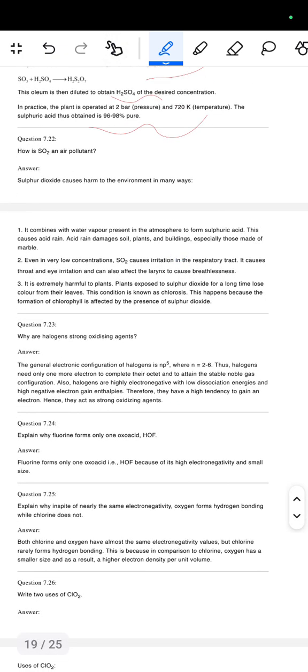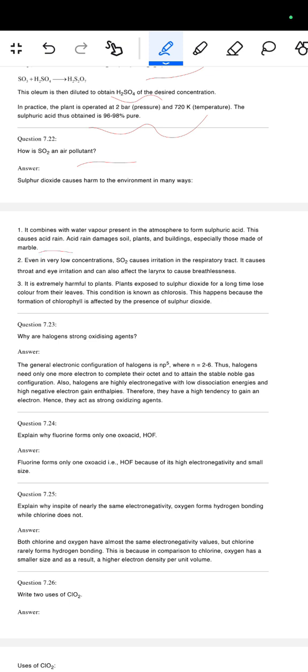Then comes the question: how is SO2 an air pollutant? Sulfur dioxide causes harm to the environment in many ways. It combines with the water vapor present in the atmosphere to form sulfuric acid. This causes acid rain. Acid rain damages soil, plants, and buildings, especially those made of marble.